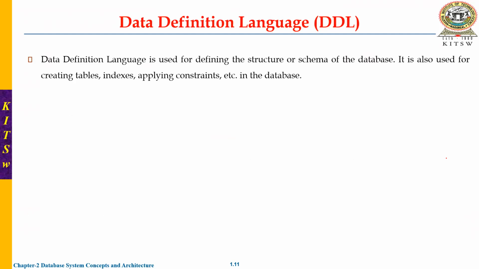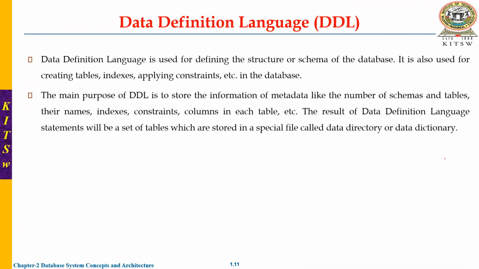Coming to DDL, data definition language. The data definition language is used for defining the structure or schema of the database. It is also used for creating tables, indexes, applying constraints, etc. in the database. The main purpose of DDL is to store the metadata information, like the number of schemas and tables, their names, indexes, constraints, and columns in each table. The result of data definition language statements will be a set of tables which are stored in a special file called the data directory or data dictionary.